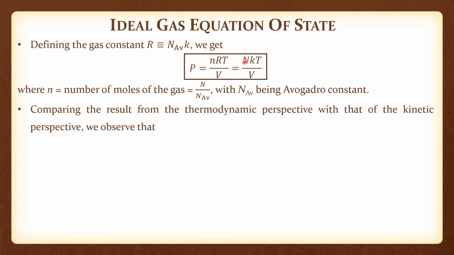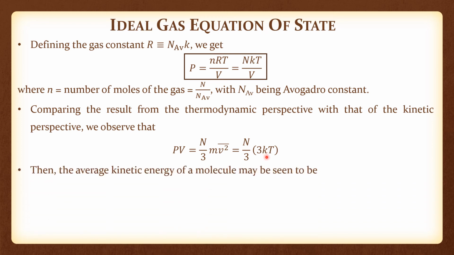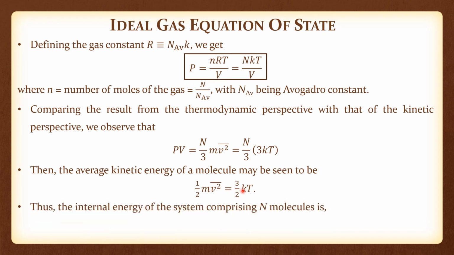Now, comparing this result that we have obtained from the thermodynamic perspective with that of the kinetic or transport perspective, we observe that PV is N by 3 into m v square bar, which is now N by 3 into 3 kT. Because this is simply NkT, I have just written it as N by 3 into 3 kT. And therefore, the average kinetic energy of a molecule may be seen to be 3 by 2 kT. So half m v square bar is 3 by 2 kT.